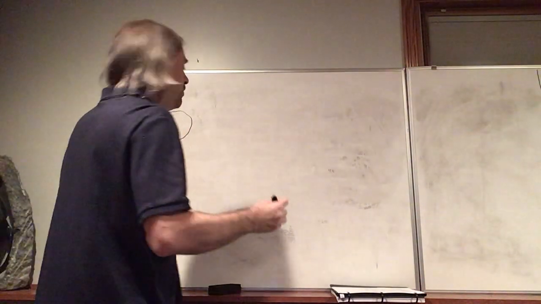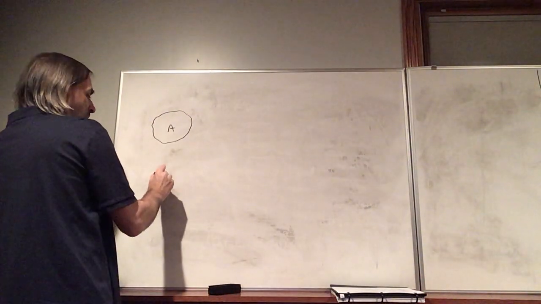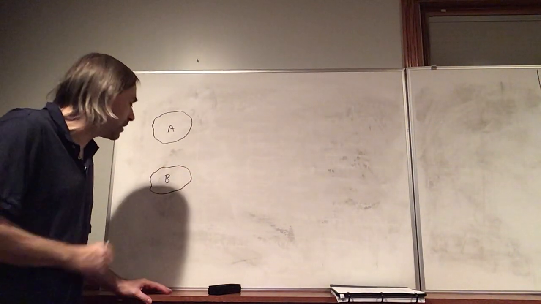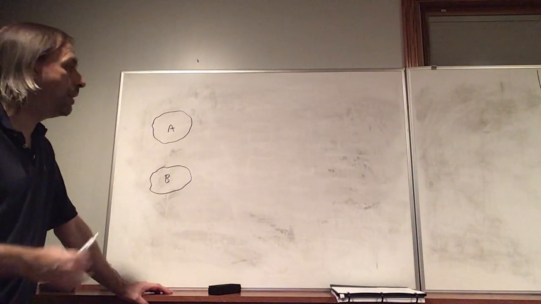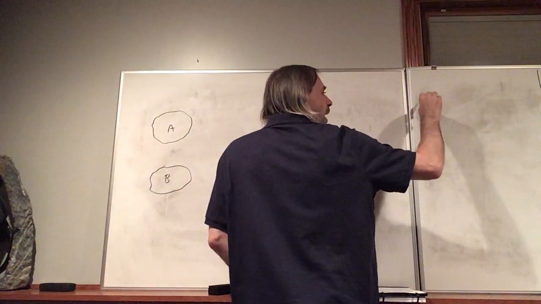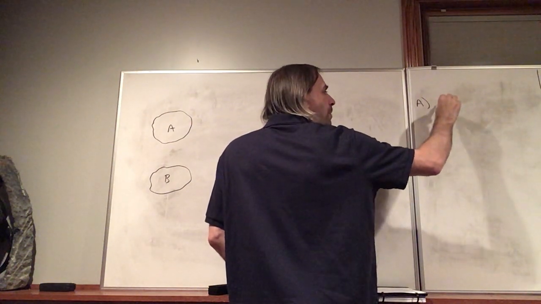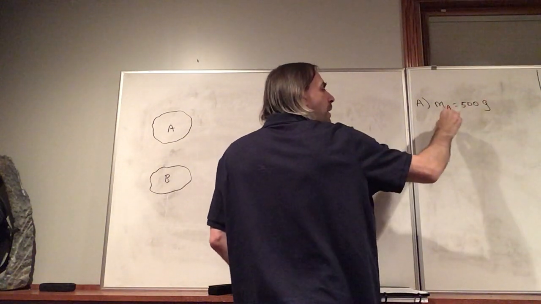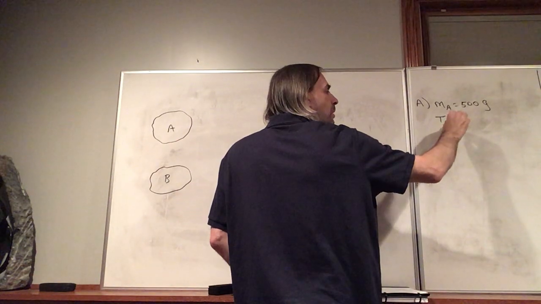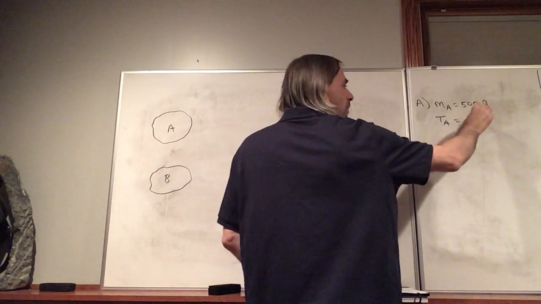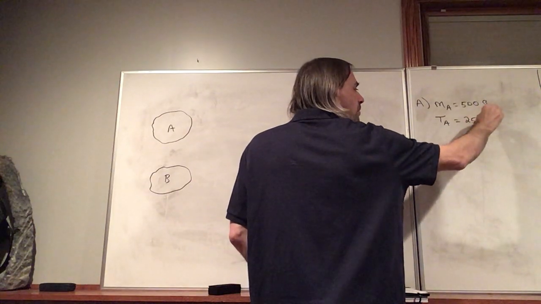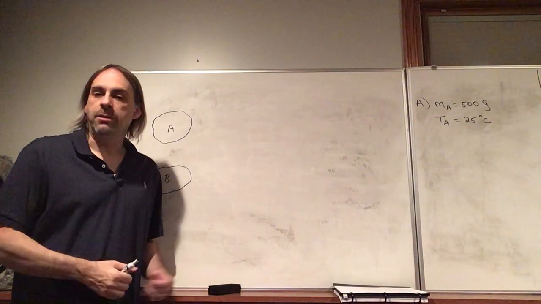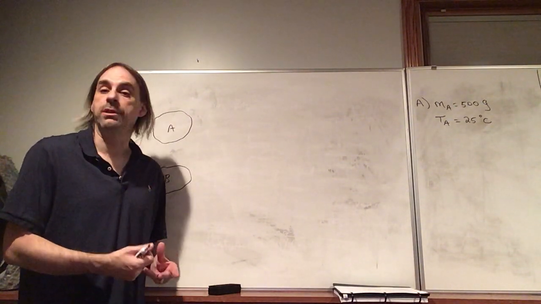So let me write this down. Let's say we have A and B. And this is among the simplest kind of equilibrium problems that we could come across. So let's say system A, we have a mass of, say, 500 grams, and an initial temperature, I'll just say TA, of 25 degrees Celsius. That's around room temperature. So you have 500 grams of water at roughly room temperature, say 25 degrees Celsius.